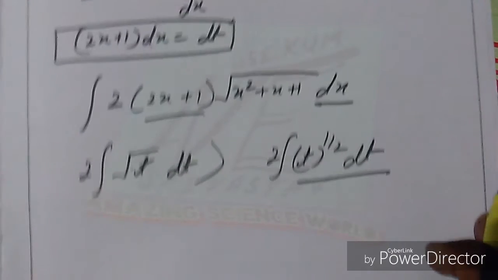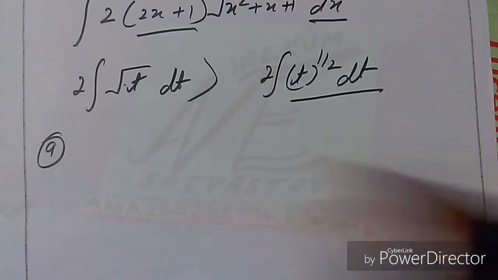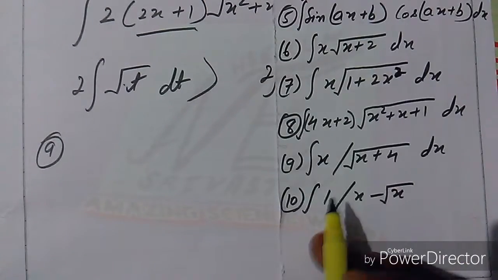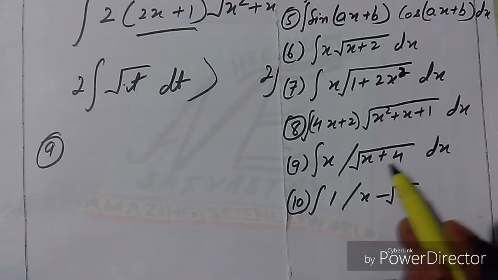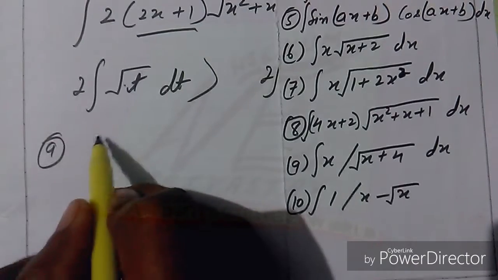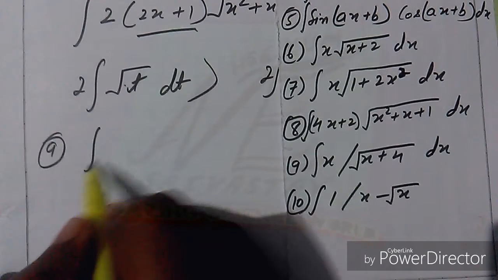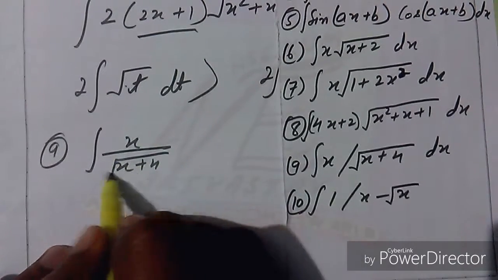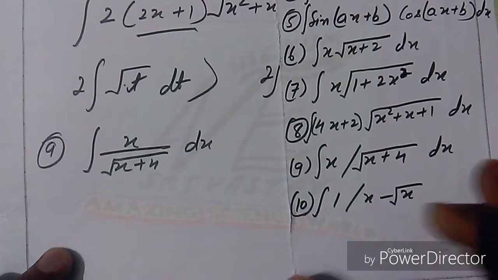Now we go to the ninth question, and the ninth question is also under root, x by (x plus 4) under root. Just a change of numerator and denominator, that is the integral of the root of x over the root of (x plus 4), dx. So friends, it's also an easy question.